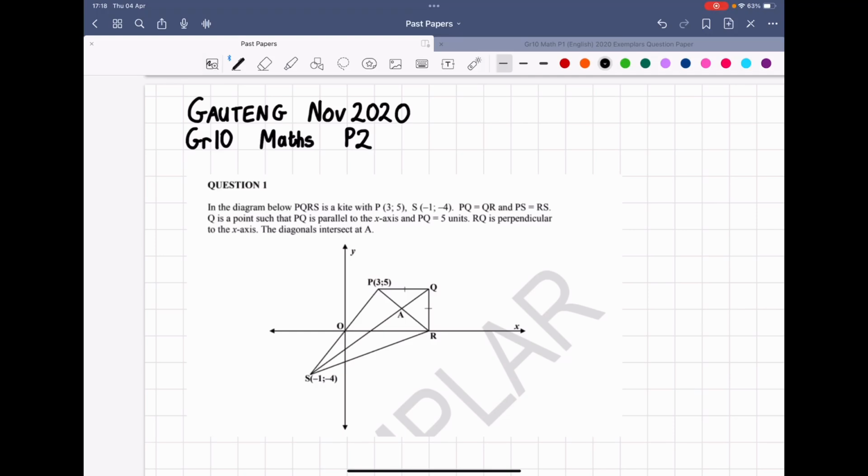Gauteng, November 2020, grade 10, maths paper 2. So starting off with question 1.